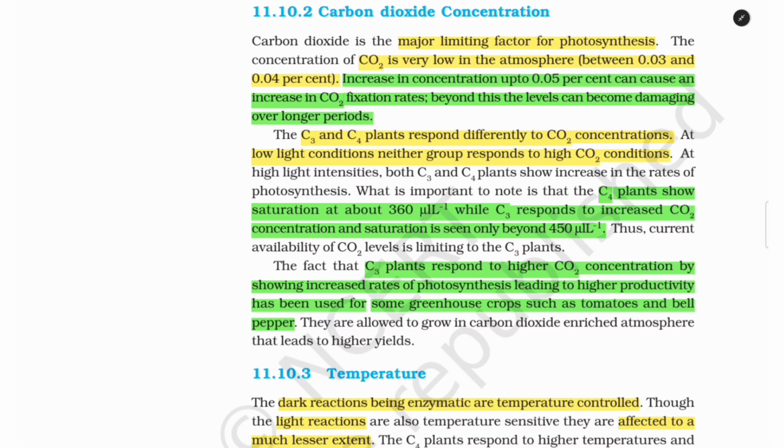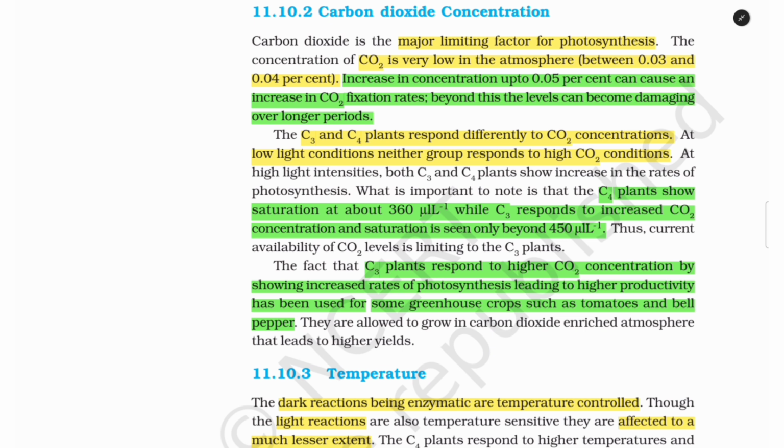The C3 and C4 plants respond differently to CO2 concentrations. At low light conditions, neither group responds to high CO2 conditions. At high light intensities, both C3 and C4 plants show increase in the rates of photosynthesis. What is important to note is that the C4 plants show saturation at about 360 microliter per liter, while C3 responds to increased CO2 concentration and saturation is seen only beyond 450 microliter per liter. Thus, current availability of CO2 level is limiting to the C3 plants.